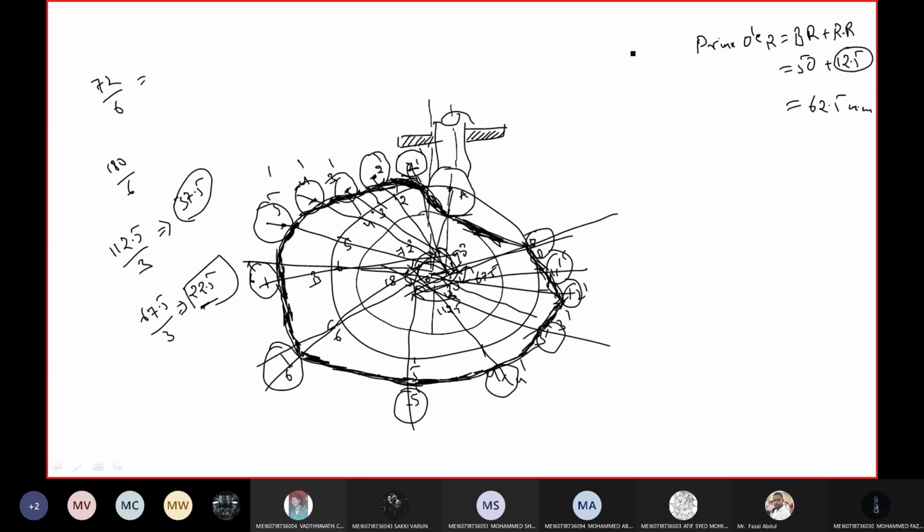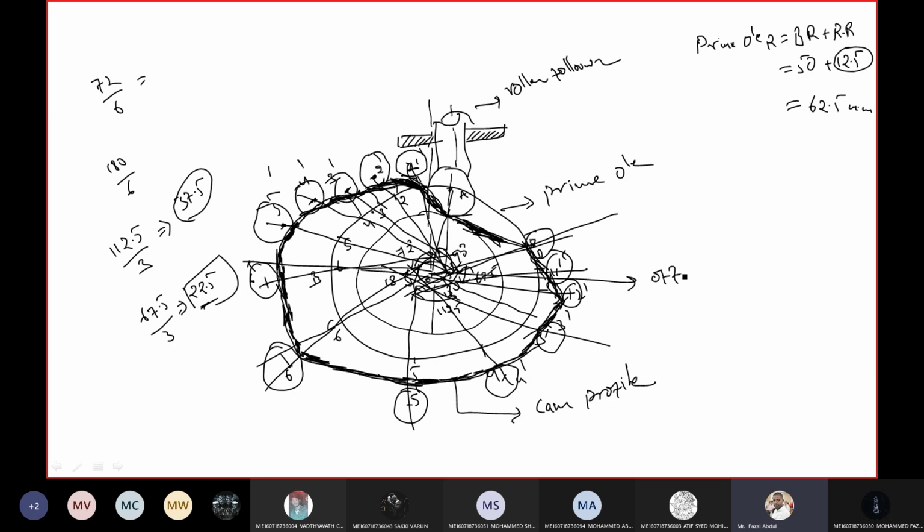Okay. So in this diagram, this is the follower, and this is the prime circle. This is the cam profile. Okay, this is the offset circle. The smallest circle is the offset circle.